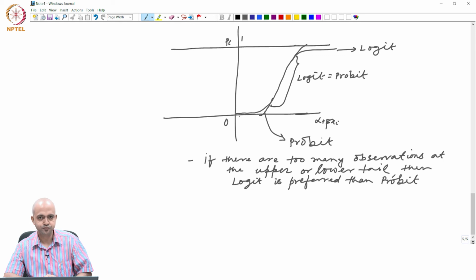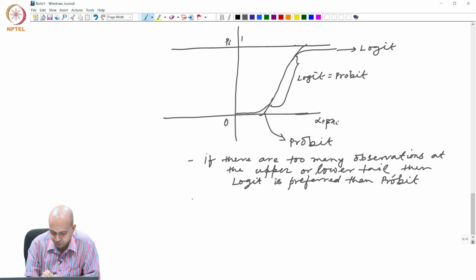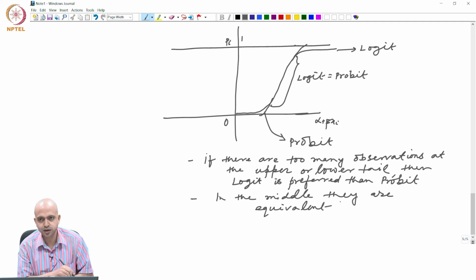That is why we need to know this type of diagrammatic representation to know which one to select between logit and probit, right? Okay, logit is preferred over probit, that is what we say. In the middle, they are equivalent.